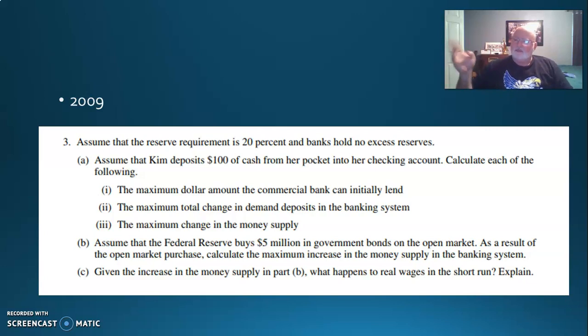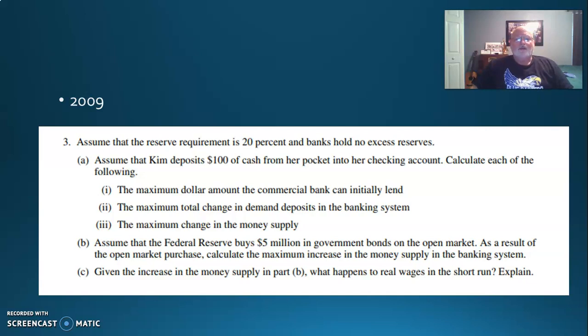And that is like the biggest mistake you could make. You do it and then you go back and check it again to look for dumb mistakes. And so I made one. Assume the reserve requirement is 20% and the bank holds no excess reserves. There's that phrase again that means they loan every bit out. Nobody's holding on to some of it like in the last question.